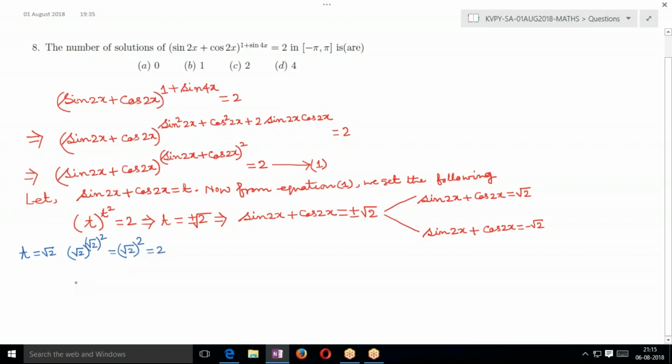We got it. And similarly, if we put t equal to minus root 2, then what do we get? Minus root 2 power 2, that means minus root 2 power 2 is what, 2? And minus root 2 power 2 again is equal to 2. So we see both for t equal to root 2 and t equal to minus root 2, we are able to find the solution. Is it correct? Do you understand very clearly?